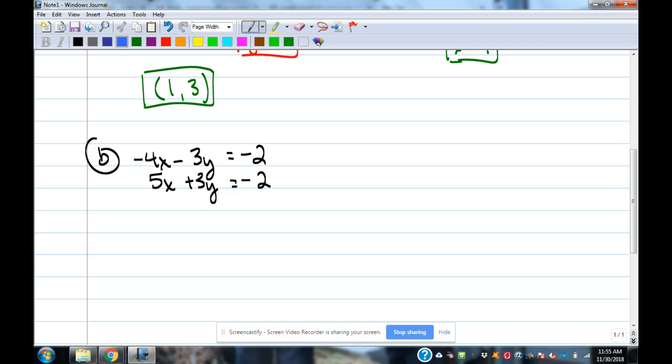We look for opposites. Where are they at? On the y's. So when I add these two equations together, what's going to eliminate? The y's. So what's negative 4x plus 5x? 1x. Negative 2 plus negative 2? Negative 4. Divide by 1. X is negative 4.